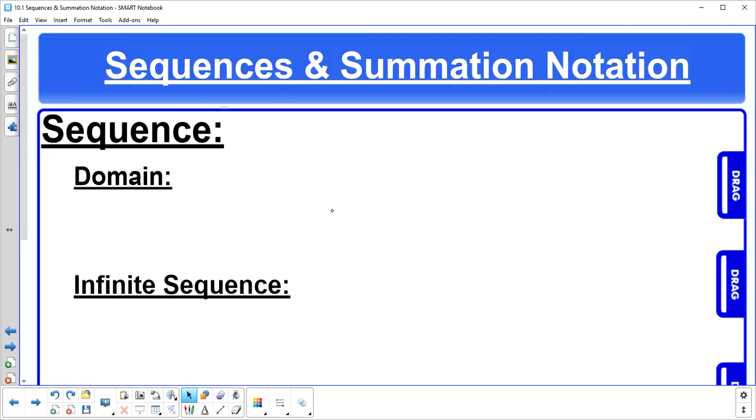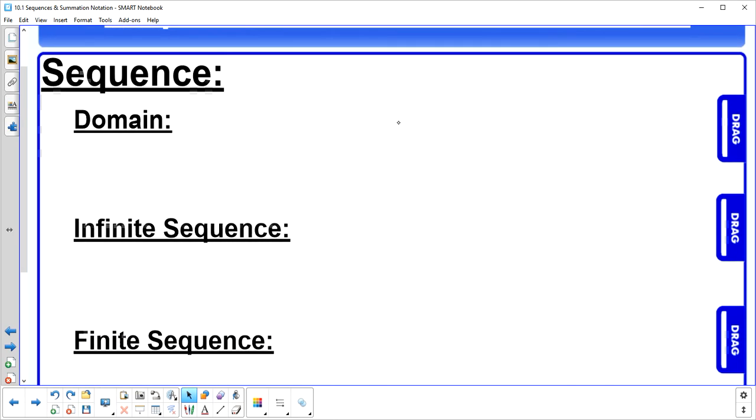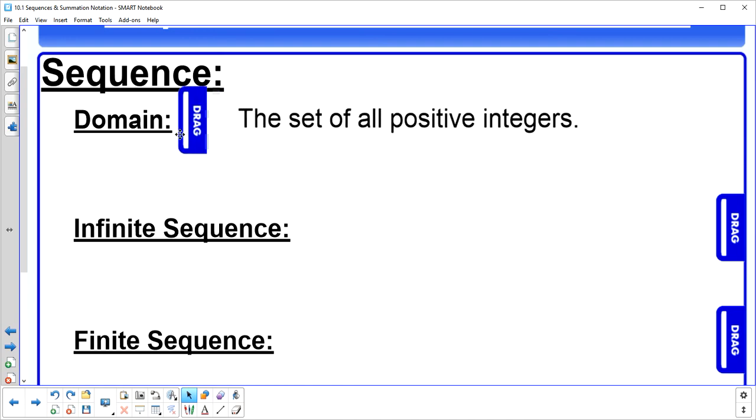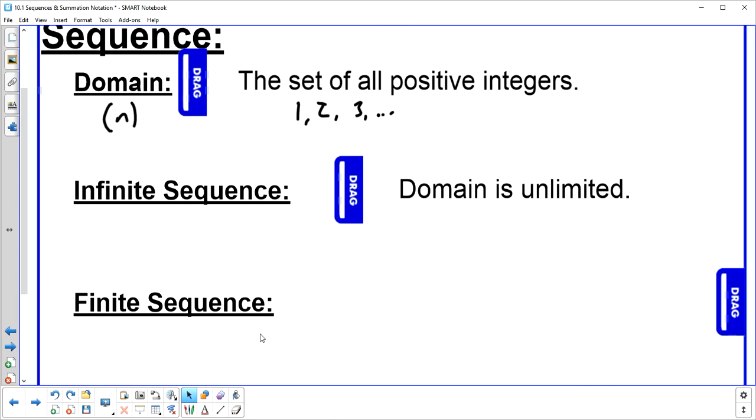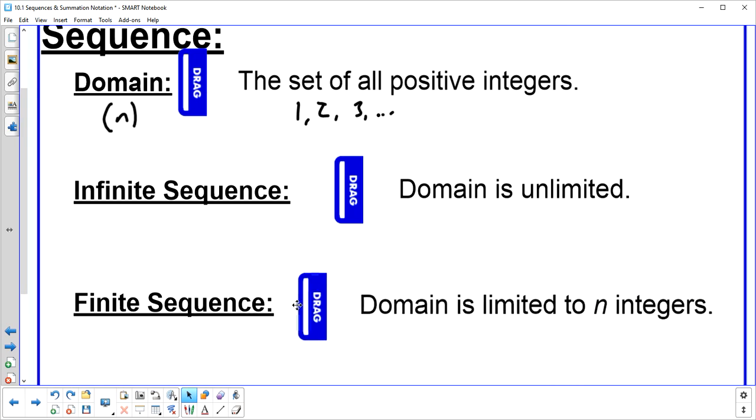So first piece, if we talk about a sequence, basically what that means is a list of numbers where we have a domain, meaning these are going to be x values, and in this case you're going to see the letter n quite a bit, and they're going to be the set of all positive integers, meaning we're just going to start with 1, 2, 3, and so on. In an infinite sequence, we're going to have 1 to infinity, the domain is unlimited. In a finite sequence, you would be given n integers, so you could maybe say n is 4, and so you would have 1, 2, 3, and 4, and that would be your domain.